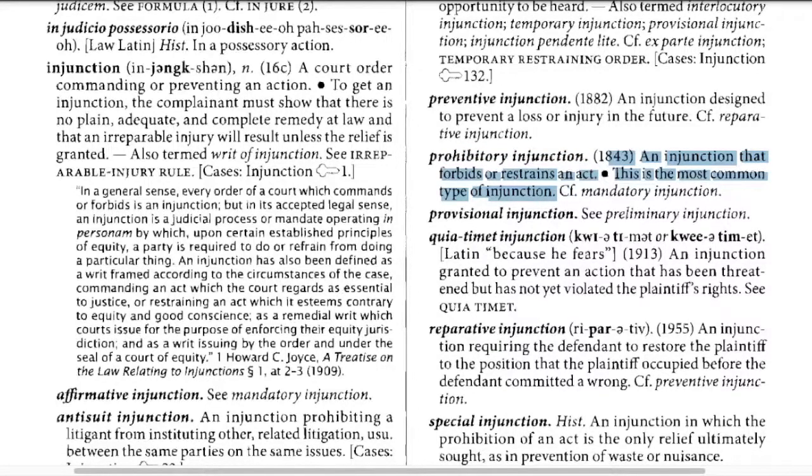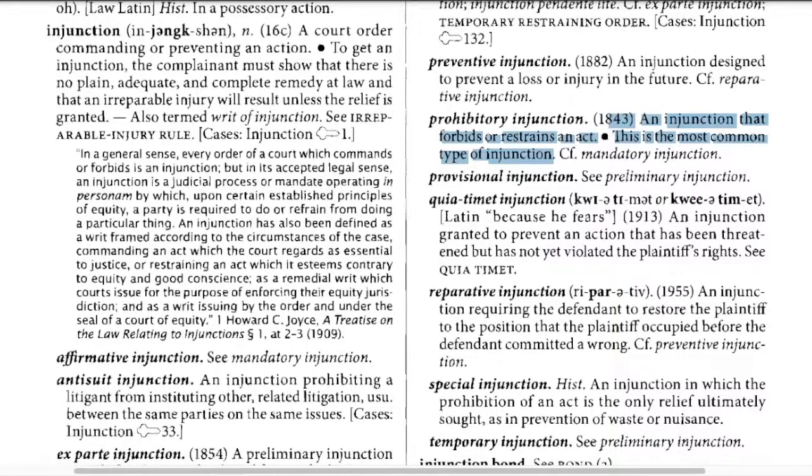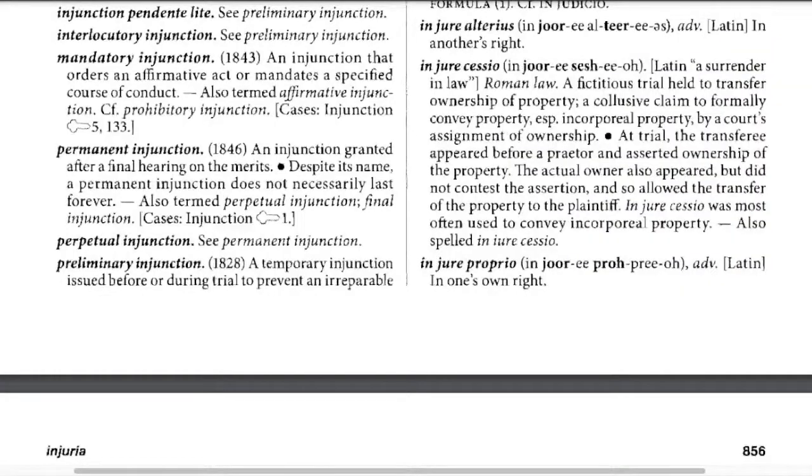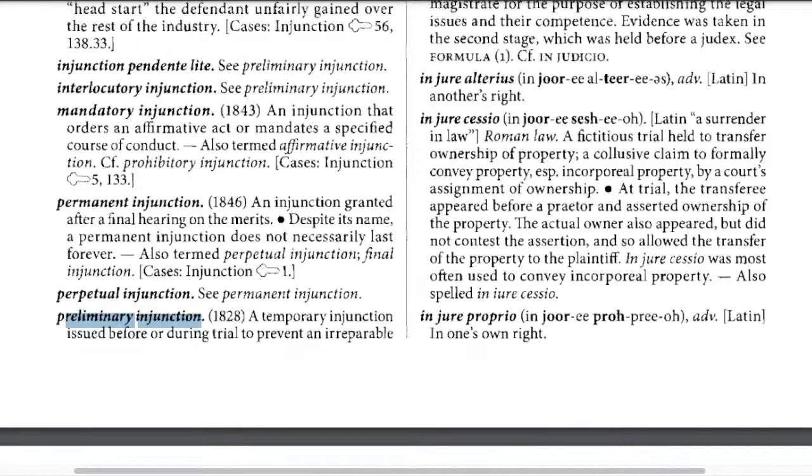So, another one is this, the one that's hard to say, the quia timet, because he fears, like timid. Wow. Quia timet, because he fears. An injunction granted to prevent an action that has been threatened but has not yet violated the plaintiff's rights. So perhaps this could be some type of, what do we call it? Preliminary injunction.